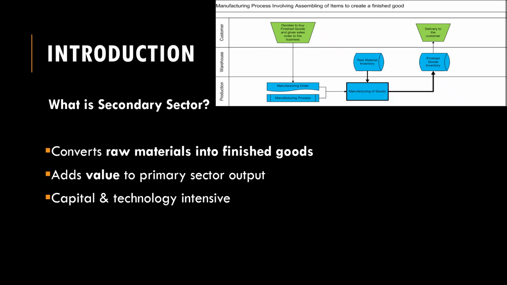The secondary sector converts raw materials into finished or semi-finished goods. It is capital intensive and technology oriented. Without money, machines cannot be purchased, factories cannot run, and production cannot continue. So, finance is the backbone of the secondary sector.